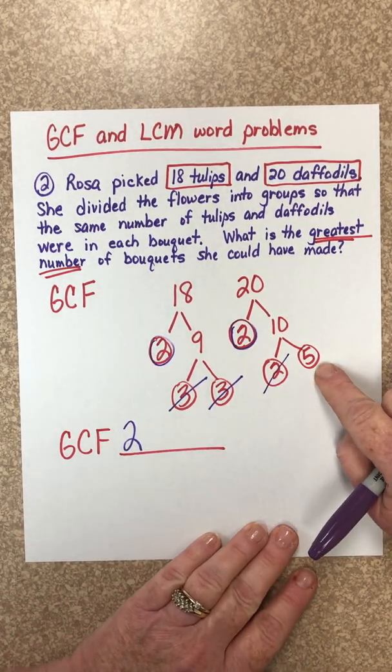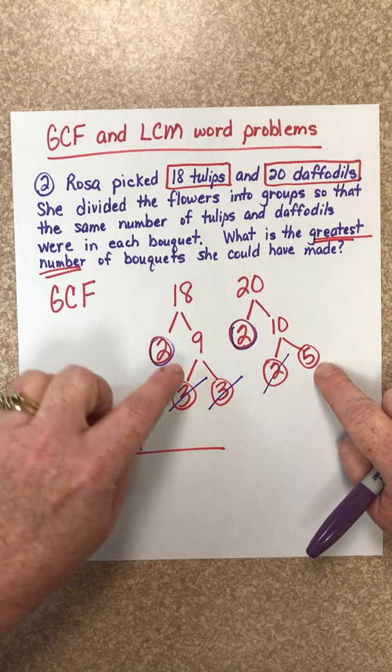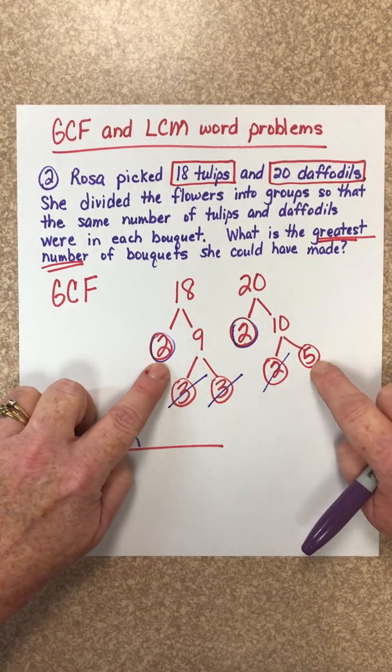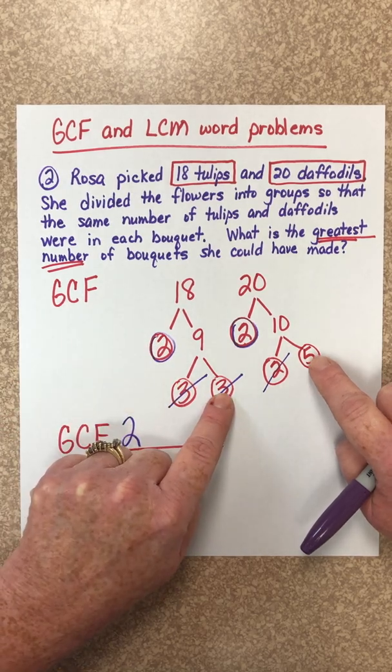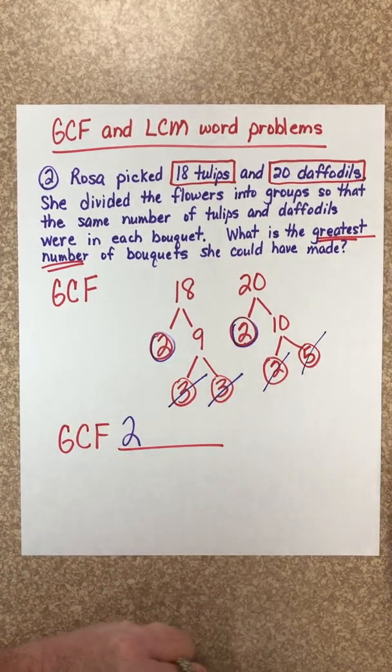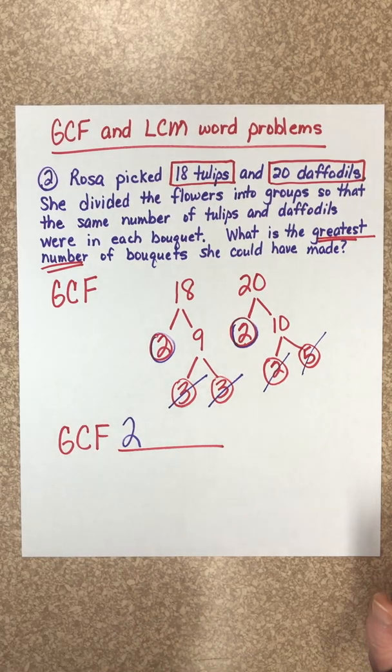Here's a 5. Well, again, I need a 5 in this tree if I want to use a 5. Well, I don't have a 5 in this tree, so that means I can't use that one. So all I have is 2.